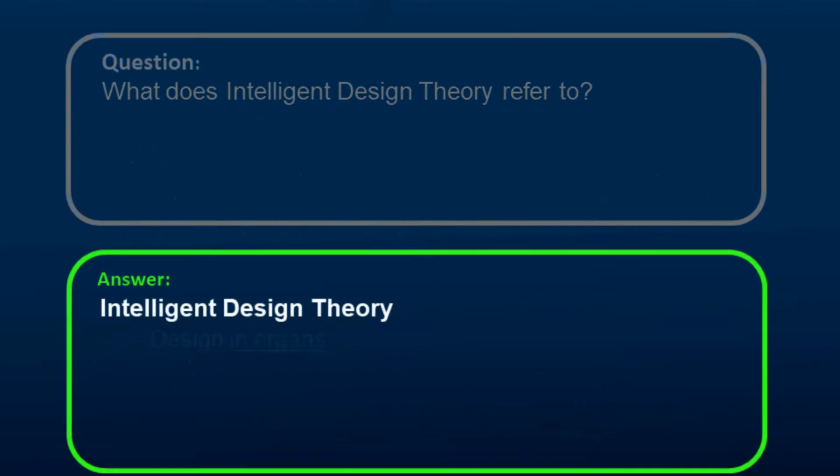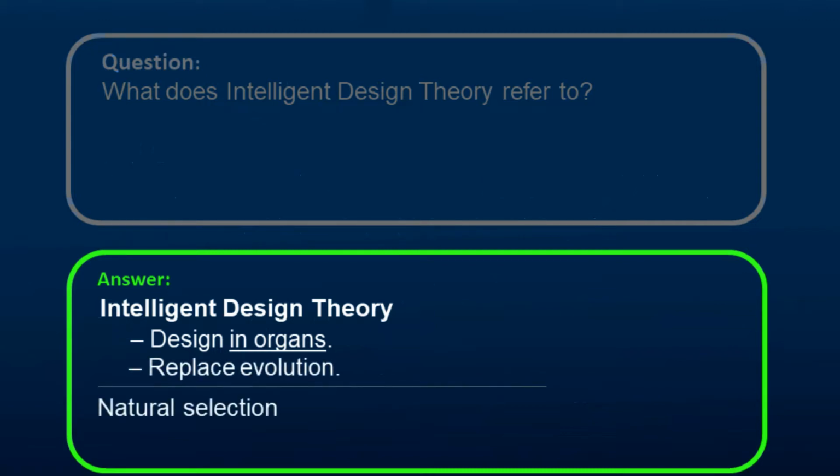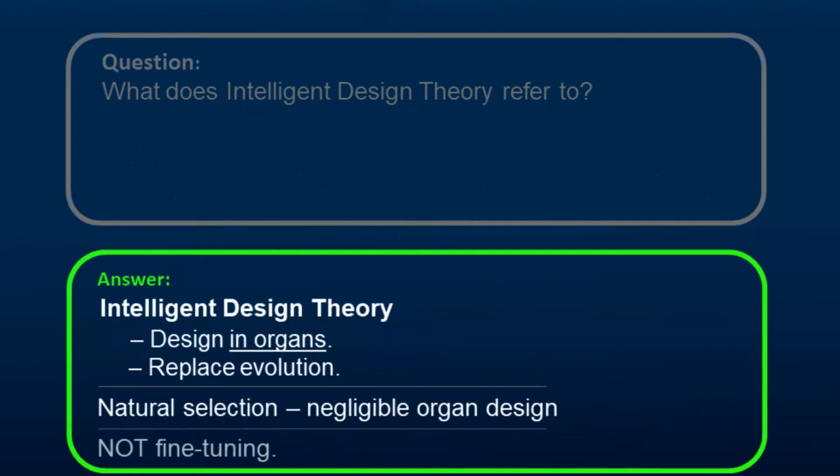Question: what does intelligent design theory refer to? Intelligent design theory refers to the argument from design in organs and seeks to replace the evolutionary mechanisms. When Charles Darwin formulated his theory of evolution by natural selection, the argument from design in organs became negligible. Intelligent design theory does not include fine-tuning. It does not include the information in DNA, and it does not include the cosmological argument.